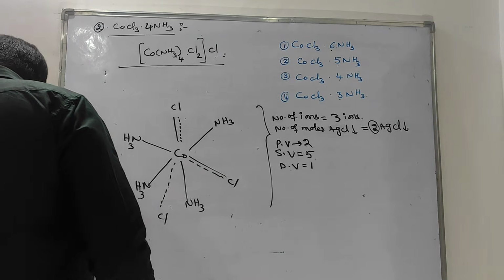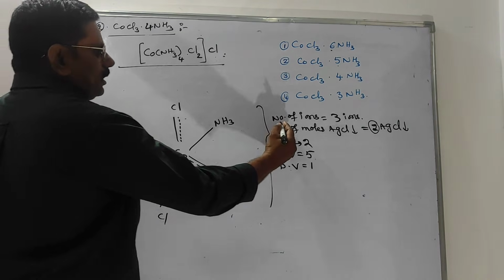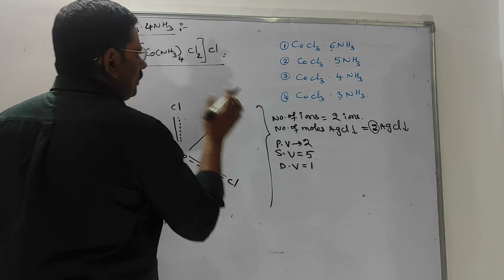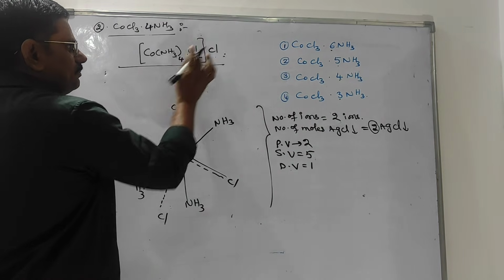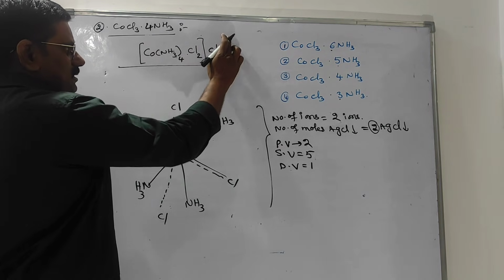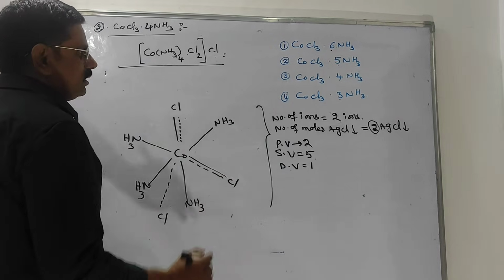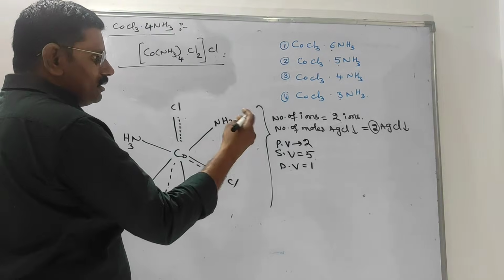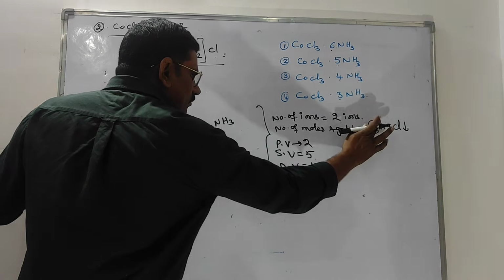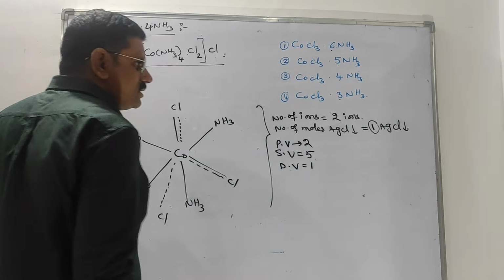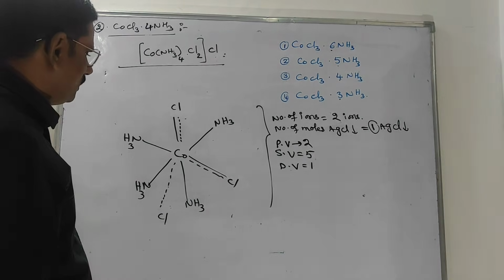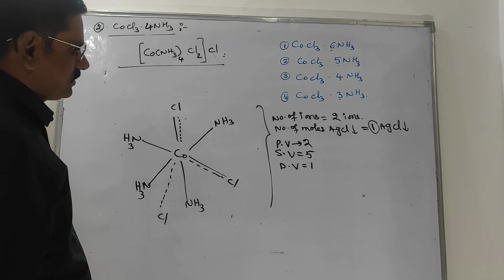Now the questions. Number of ions formed during hydrolysis are 2. When it dissolves in water, the coordination sphere with plus charge is there and Cl minus is there. 1 plus 1, 2 ions are formed. So 1 Cl is ionized as chloride ion and it forms 1 mole of AgCl precipitate when it reacts with excess of silver nitrate, and this is the structure of this complex.